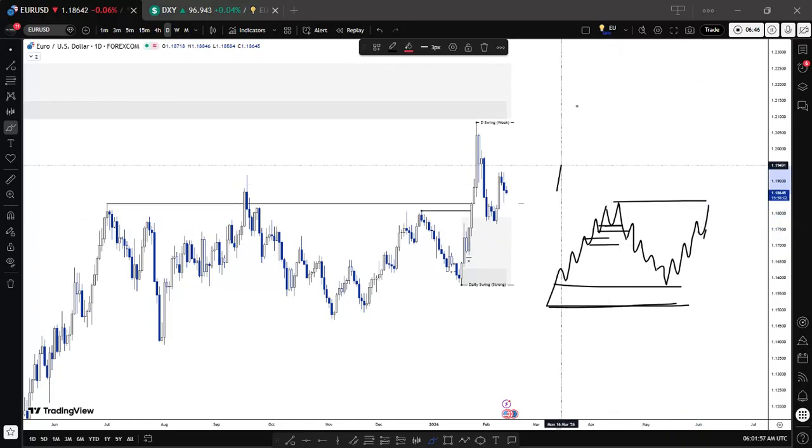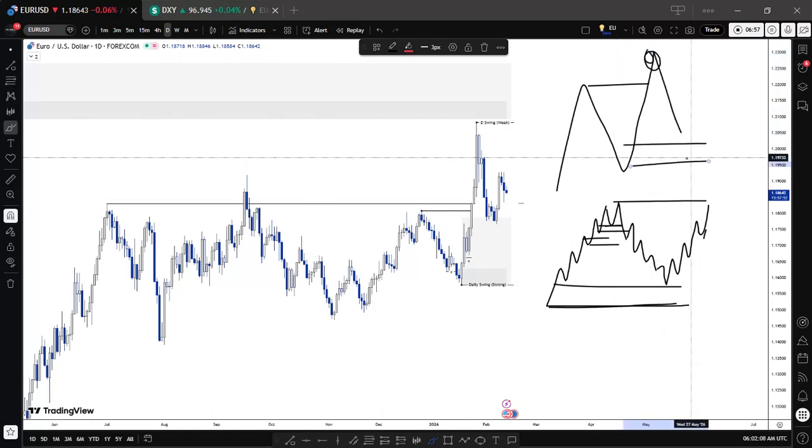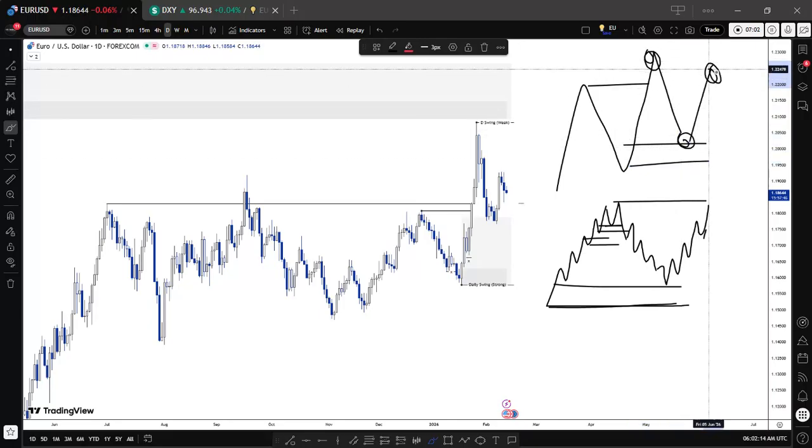So if, let's say, this is the fractal structure, I will look for longs either from here, or once price pulls back to the fractal demand that caused the fractal order flow, the fractal BOS, then I look for longs from here, or I look for longs within here. But I will need to do a separate video so that I don't waste much time here.